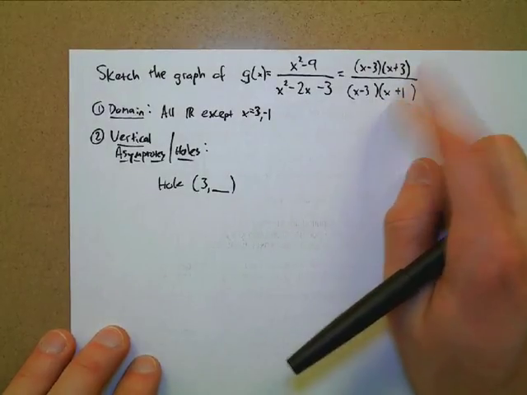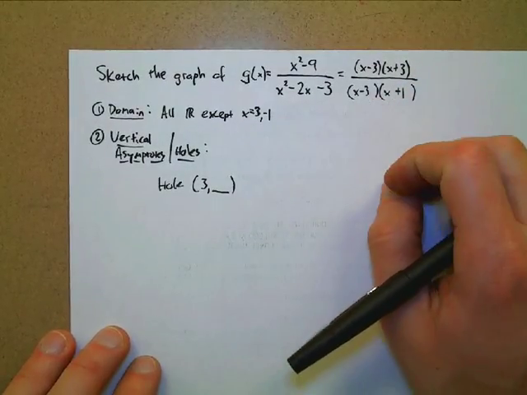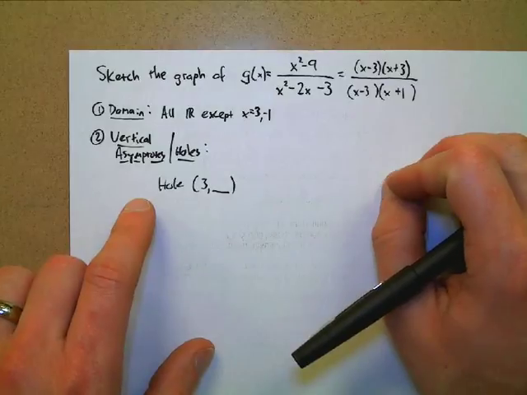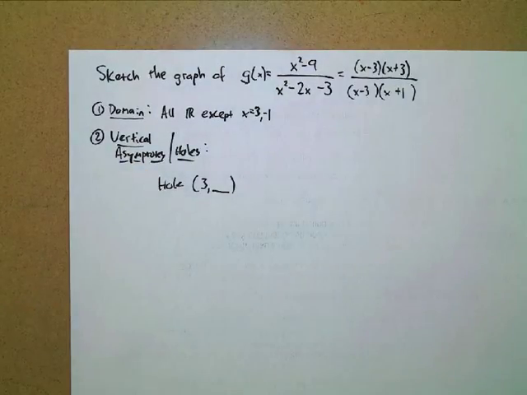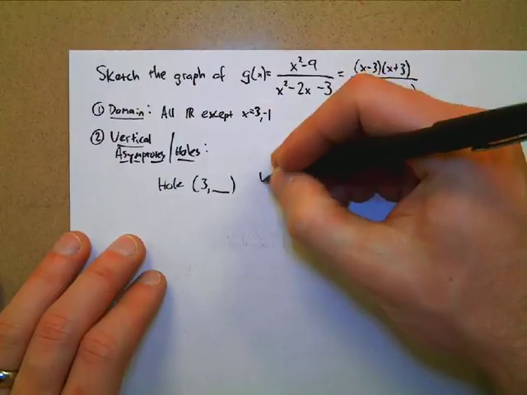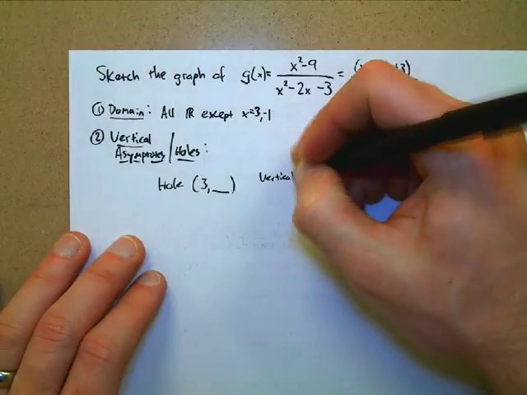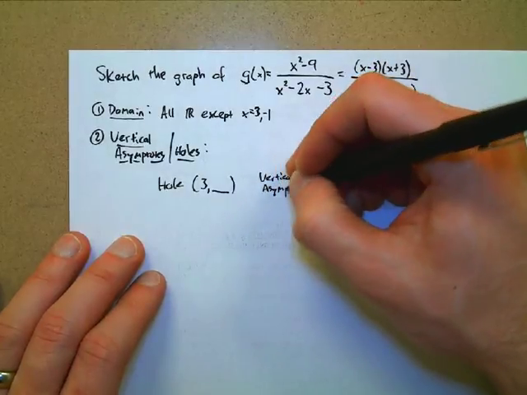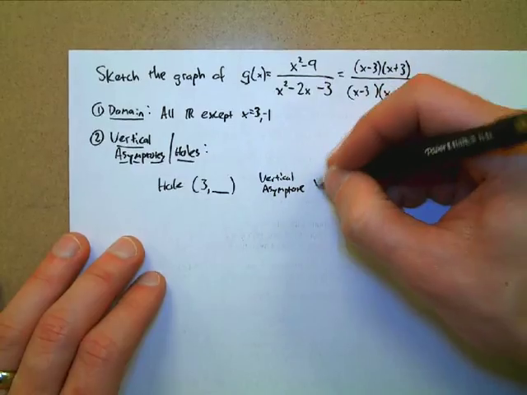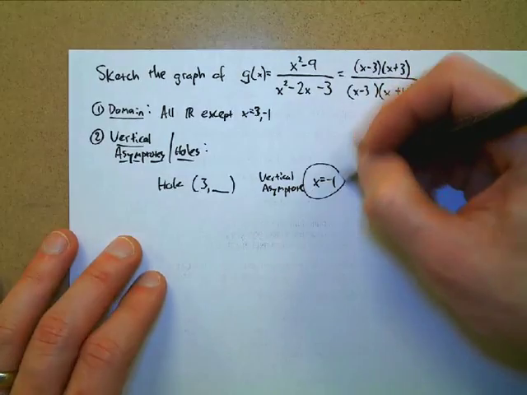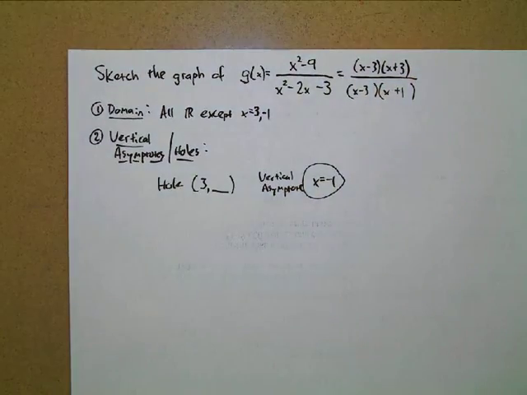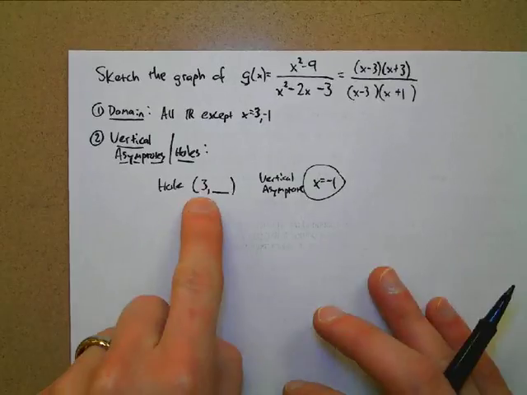But the thing is, how do we figure out what the y coordinate is for the hole, right? We know what the x coordinate is. It's got to be 3 because that's where it happens, right? At x equals 3. But what's the y coordinate? Well, here's what we're going to do. We're going to imagine canceling out those x minus 3's, and what's going to be left? We're going to have x plus 3 over x plus 1. And now we're going to plug that 3 in. So it'll be 3 plus 3 over 3 plus 1. And so you get 6 over 4 or 3 over 2 when you simplify. So that's the y coordinate.